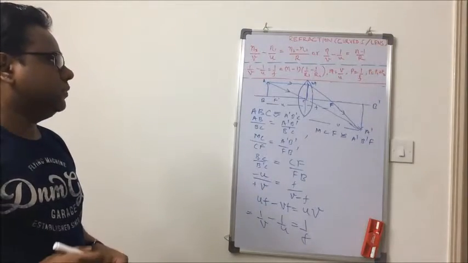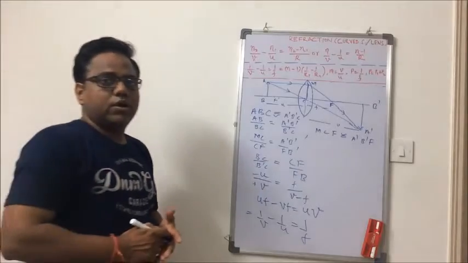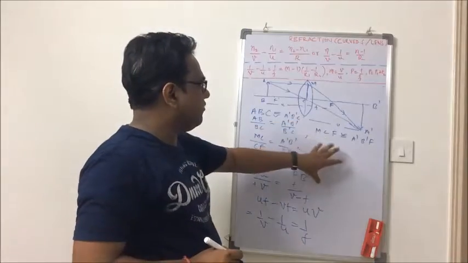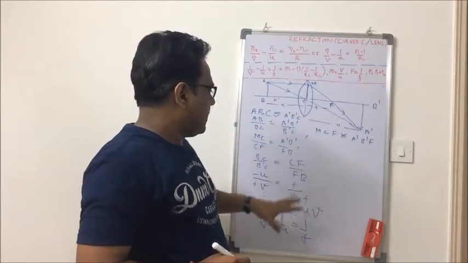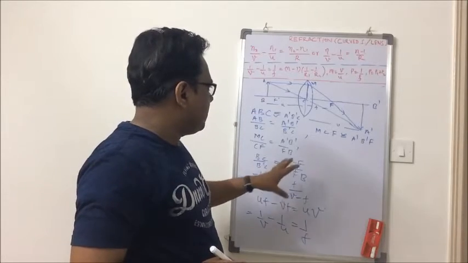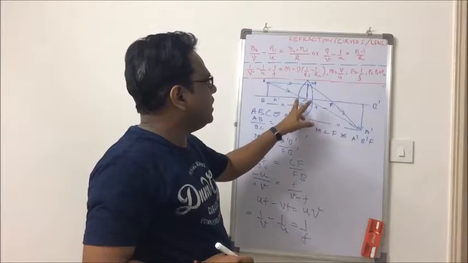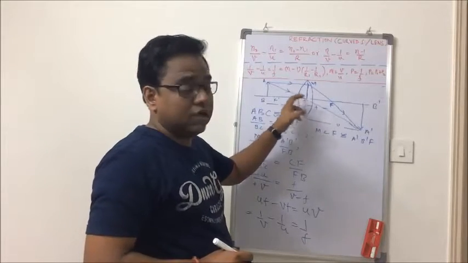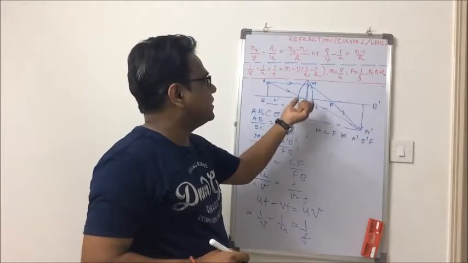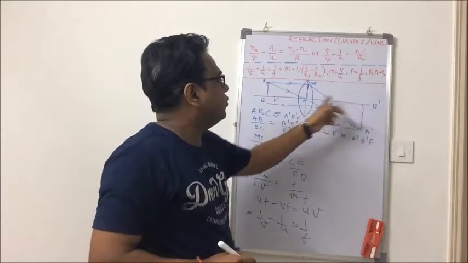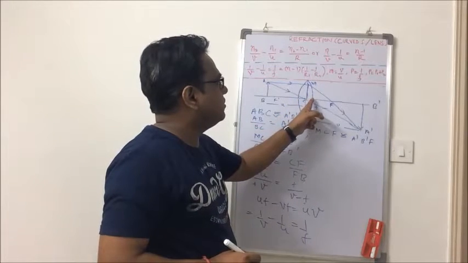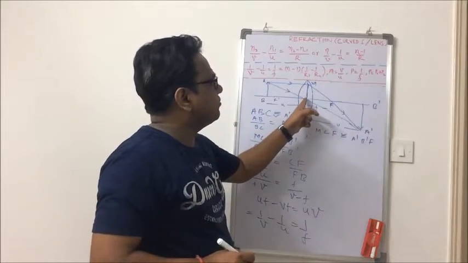Alright, so here, what would be caveats? First thing, we are assuming it's a thin lens. That is the reason we are not considering the width of this lens. Otherwise we have to measure from this place or from this place. Now we are measuring from C.